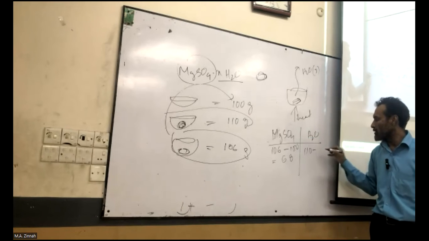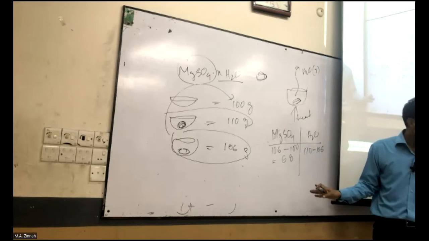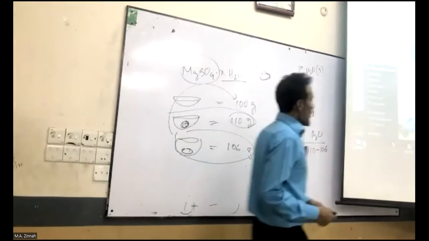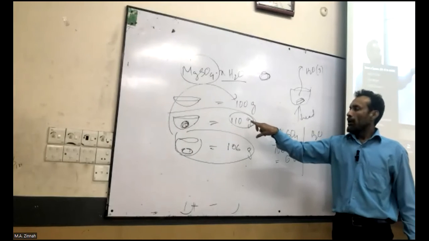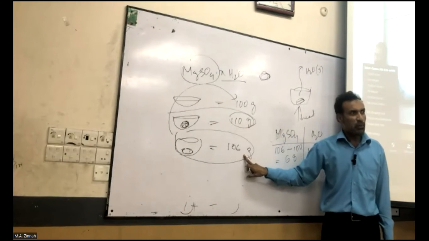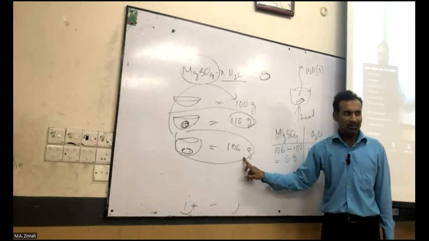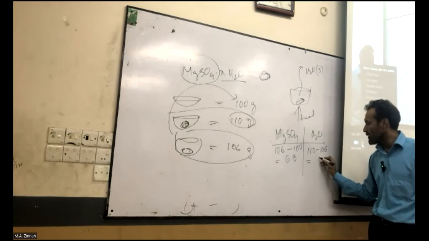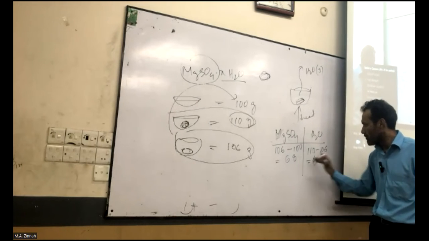He says 110 minus 106. Is this right? Is this okay? See here. Here are three things. One is the container, another is magnesium sulfate, and another is water. Say again, which things are there? Container, magnesium sulfate, and water. Three things there. And here are two things, right? Which are two things? Container and the salt. If you subtract these two, you will get the mass of the water, right? And I may get here what? 4. Yes, 4 gram. This is 6 gram.